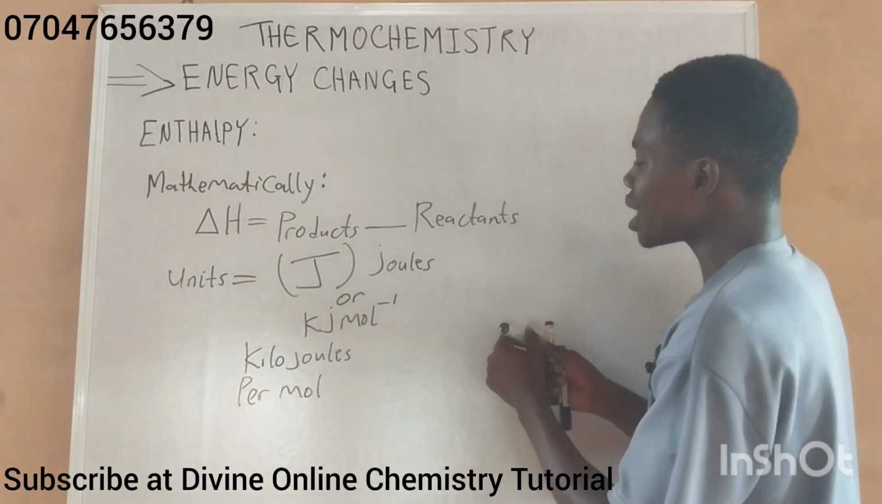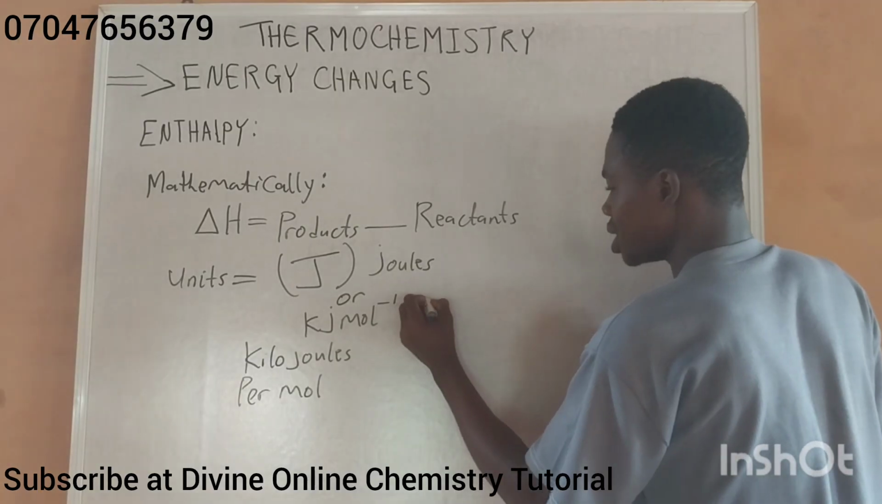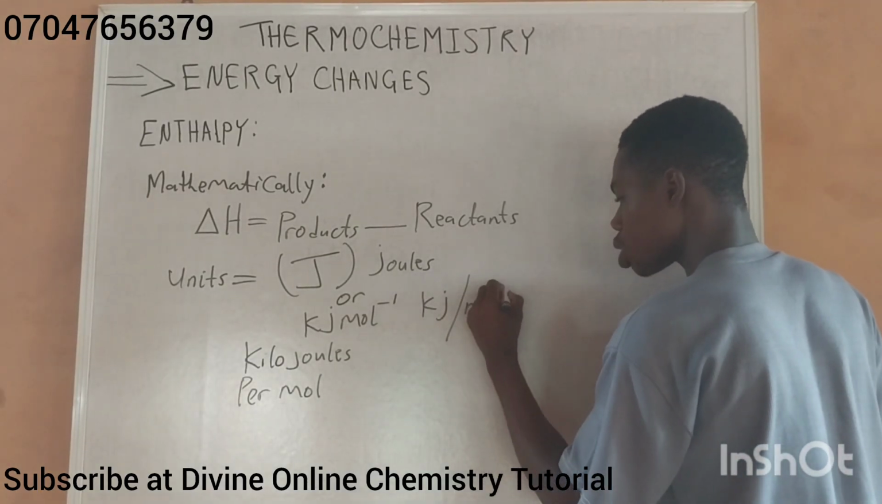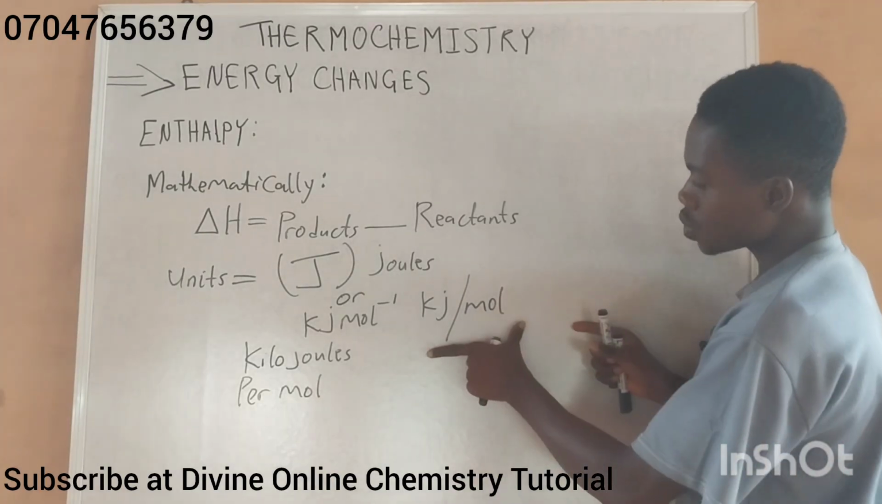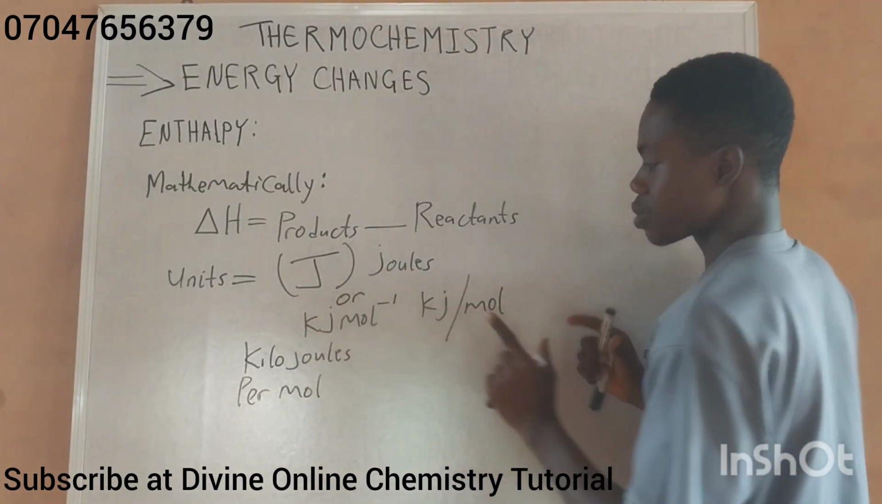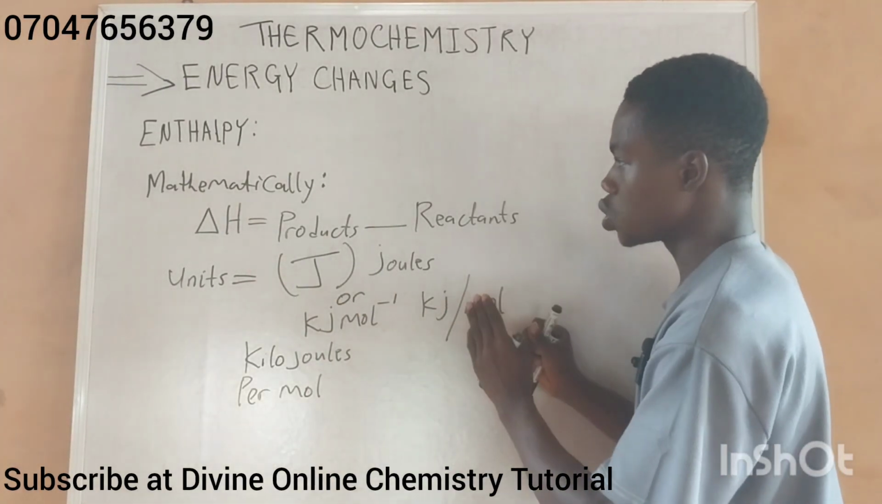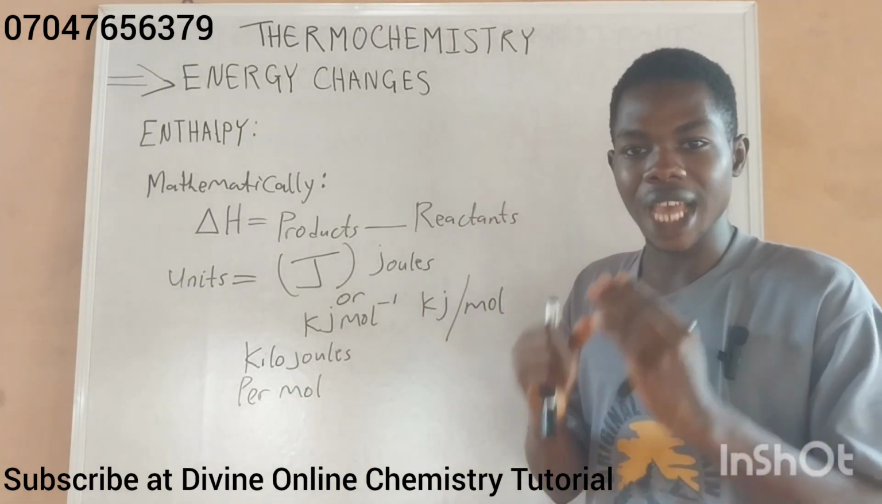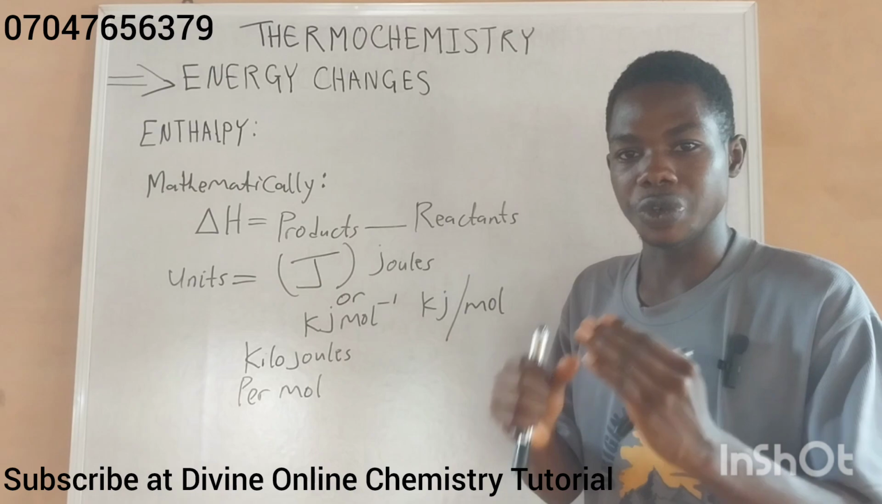Now the per mole, you can also write it like this. If you don't want to write it like this, you can also write it like this: kilojoule / mole. Are you seeing it now? So you can also write it like this or like this. So please take note of this. So from here, we'll be moving straight to exothermic and endothermic reaction.